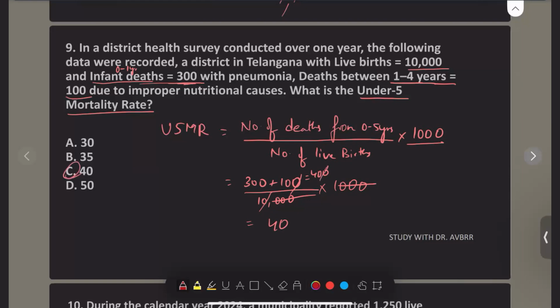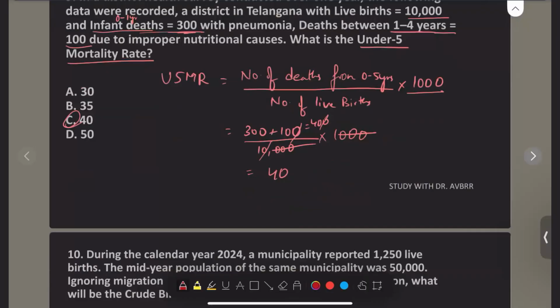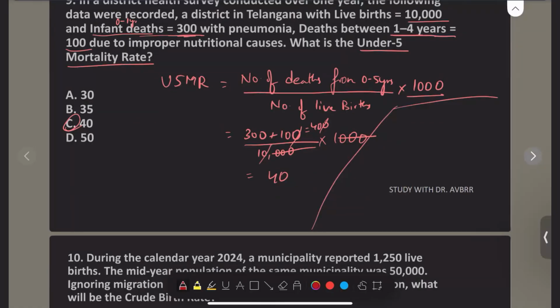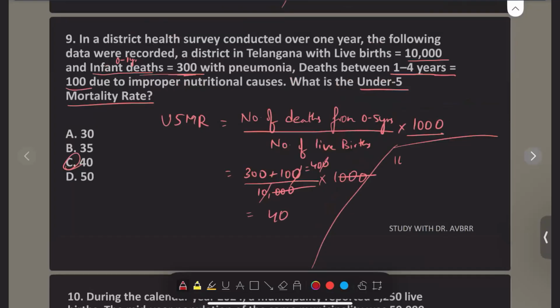Option is C. For this kind of questions, I told you, if you don't remember the formula, you can also use your brain and your childhood mathematics knowledge. You can always cross multiply if you understand the question properly. So they're telling for 10,000, we have 400 deaths. So for 1,000, how much? We'll take it as x. X is equal to 400 into 1,000 by 10,000. We'll get the answer 40.